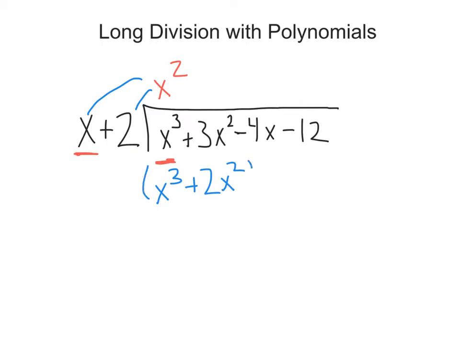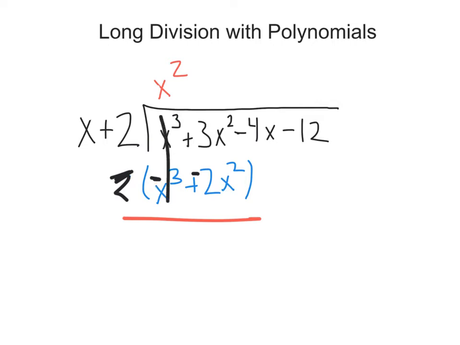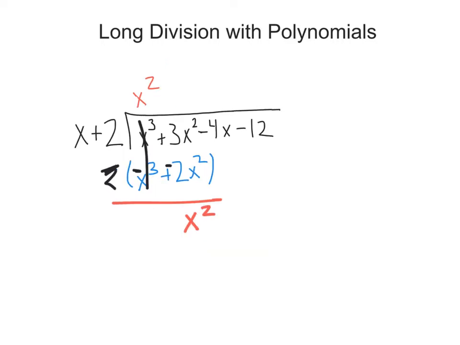And then what we're going to do with this whole thing, just like before, is subtract. Since we're subtracting this whole x cubed plus 2x squared, we're actually subtracting x cubed and subtracting 2x squared. So we have x cubed minus x cubed. Those cancel out, just what we want. Then we've got 3x squared minus 2x squared, which leaves us with 1x squared. Now that we've done that, we're going to be left with x squared minus 4x, and we also take down this minus 12.